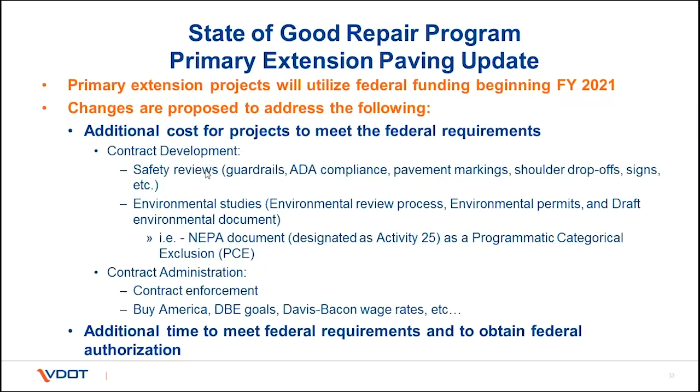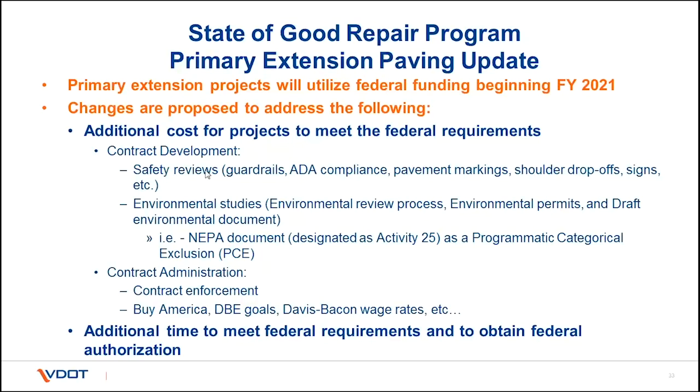So VDOT recognizes that additional time and cost will be required to follow the federal process. Additional cost for projects to meet federal requirements includes contract development items such as safety reviews, environmental studies, and NEPA requirements, and contract administration costs such as contract enforcement, and items such as Buy America, DBE goals, and Davis-Bacon wage rates. There will also be additional costs for VDOT oversight and additional time to meet federal requirements and obtain federal authorization.